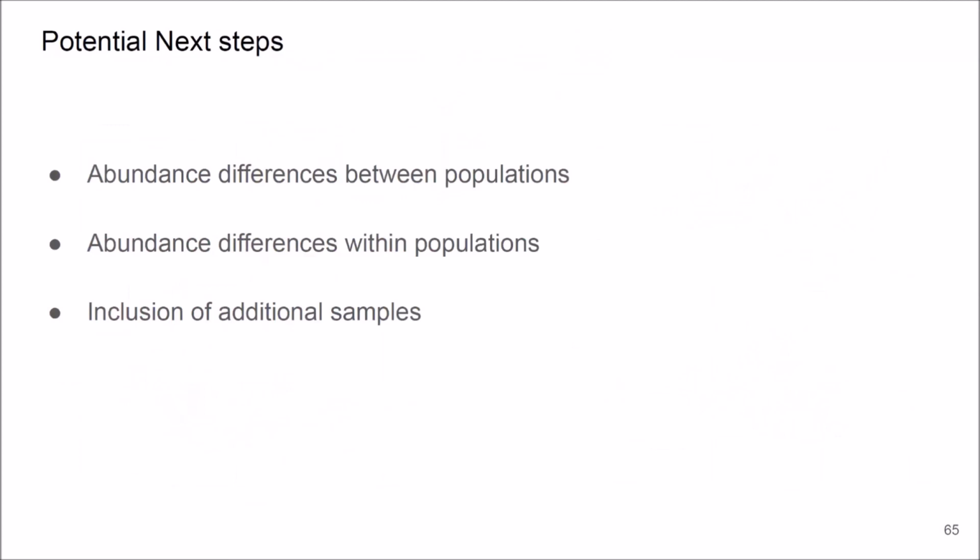So the next steps that we will take in the analysis of these projects are to go more on a population scale, and not on the continent scale, but to compare the abundance differences between and even within the different sample populations. And we also want to include some additional samples. And something that I just very quickly want to show in the end, which I think is very exciting, is the inclusion of ancient DNA.